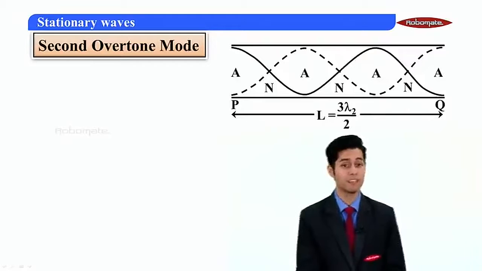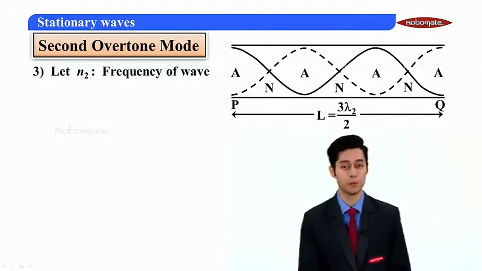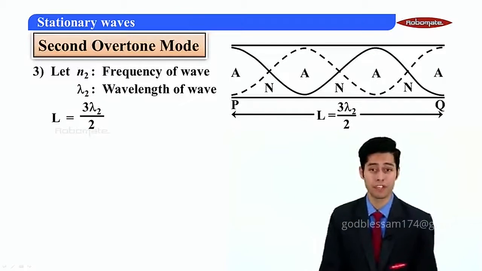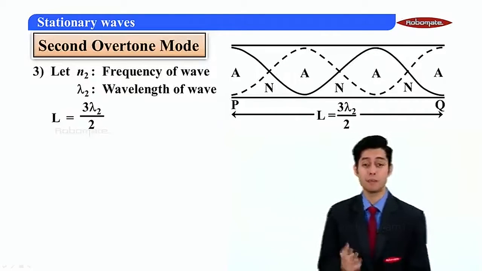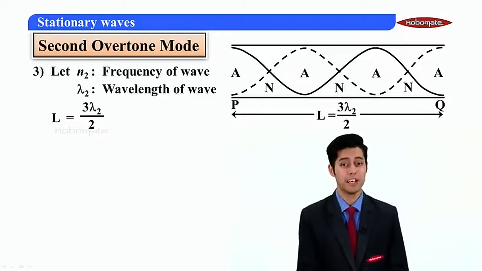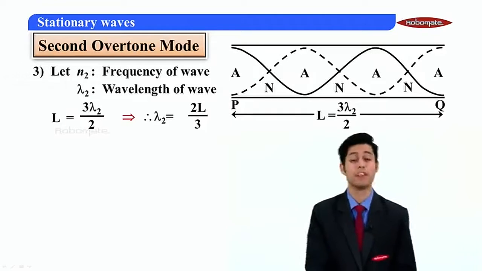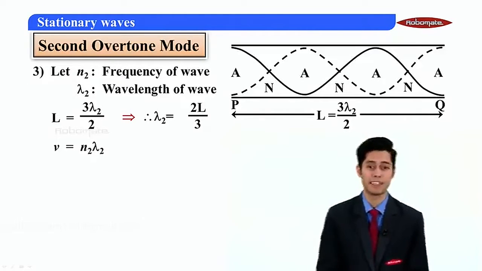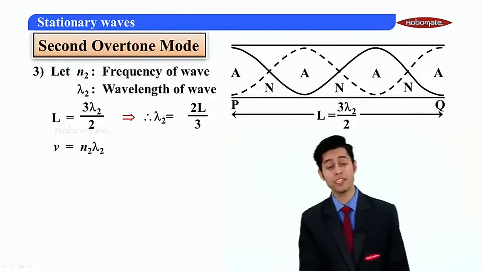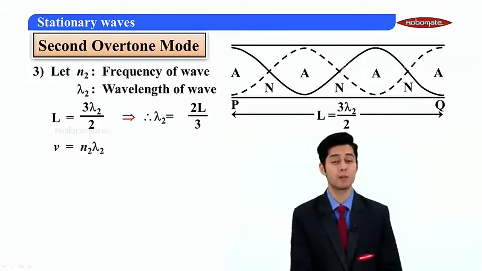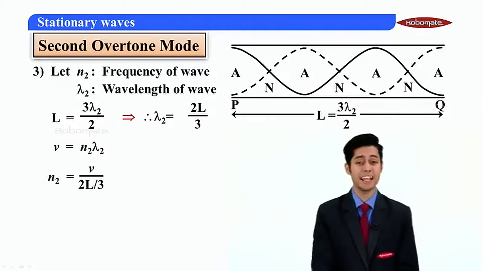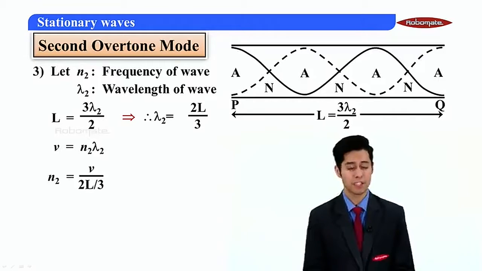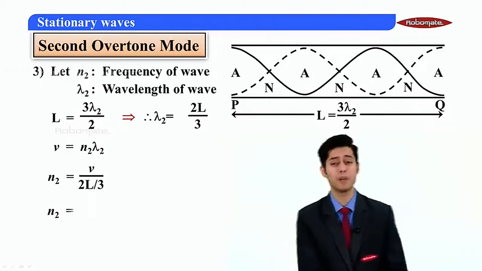Let us move ahead. What is given? I know that the length is 3 lambda 2 by 2. Let N2 be the frequency of the wave, lambda 2 the wavelength of the wave. I know that capital L is equal to 3 lambda 2 divided by 2. So lambda 2 will be equal to 2 multiplied by capital L, the whole divided by 3. I also know that the velocity of sound in air is given by V, which is equal to N2 into lambda 2. So N2 will be equal to V divided by lambda 2, and lambda 2 is actually 2L by 3. So N2 will be V divided by 2L by 3.